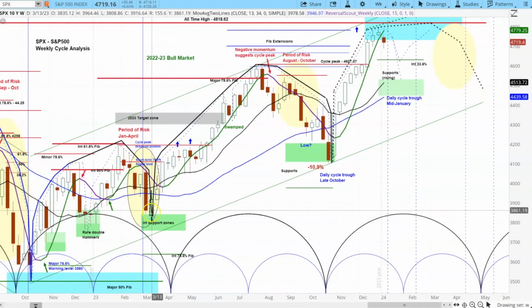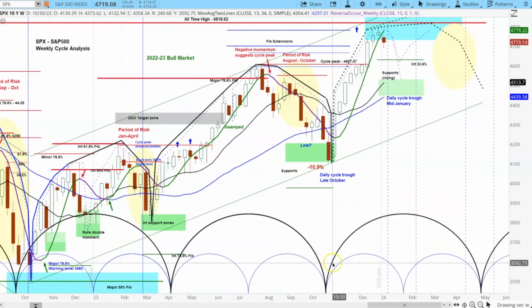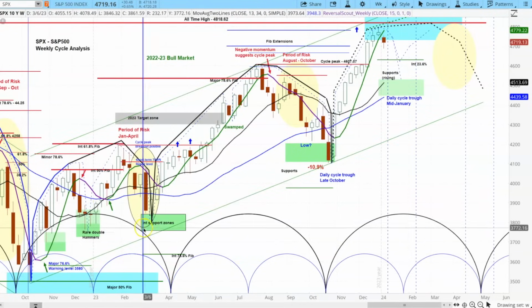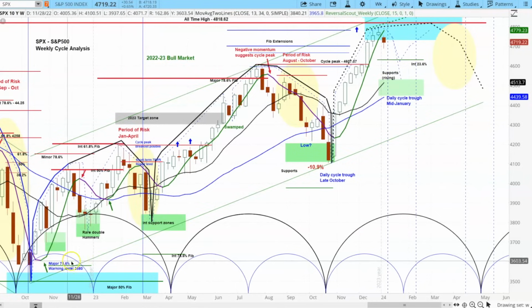Now you can see these cycle rhythms in here. There's a dominant cycle and there is a half cycle. You can see the perfect half cycles right in here. Now these don't always exactly align. These are average lengths on the cycles. This is the ideal and this is the actual that you see here.